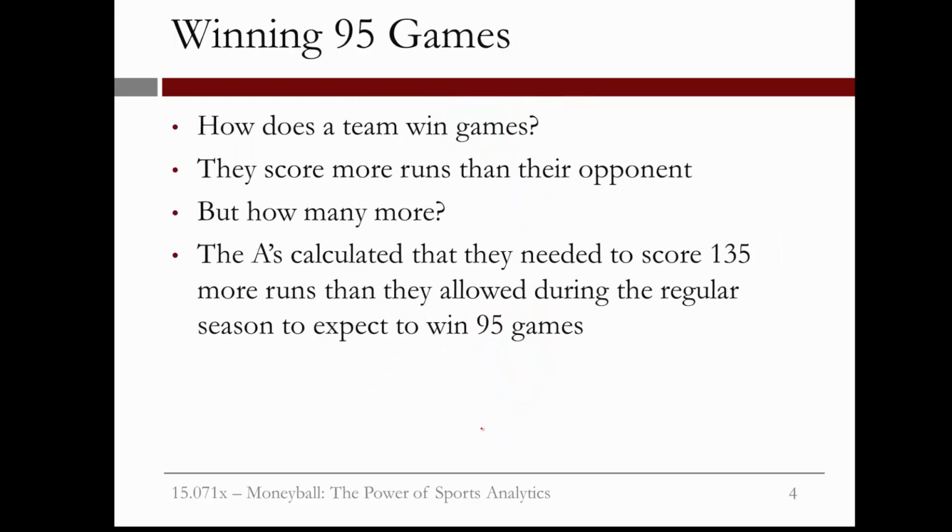So we know that a team wants to win 95 or more games. But how does a team win games? Well, they score more runs than their opponent does. We just need to figure out how many more. The A's calculated that they needed to score 135 more runs than they allowed during the regular season to expect to win 95 games. Let's see if we can verify this using linear regression in R.